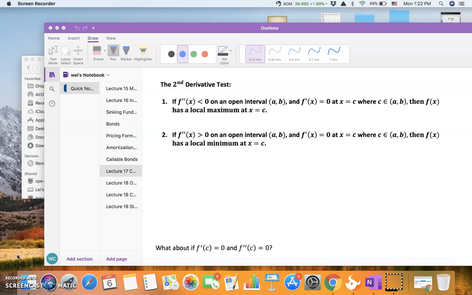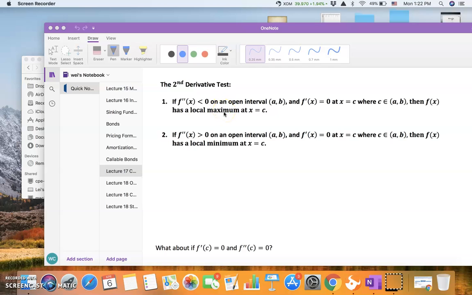We already know that we can use the first derivative test to find the local maximum and minimum. In this video, we will see that we can also determine the local maximum and minimum by using the second derivative test. Okay, so what is the second derivative test?